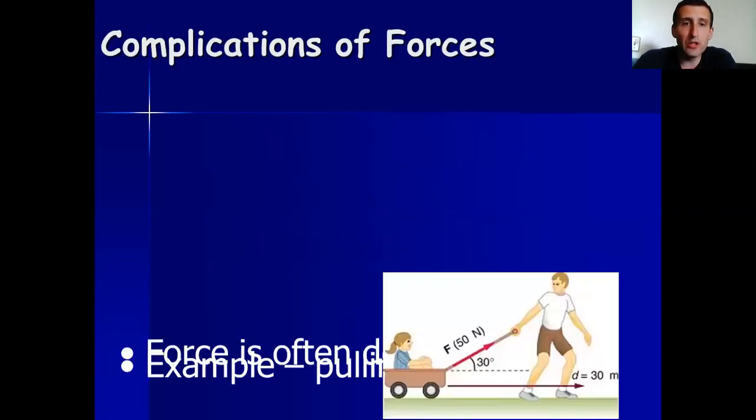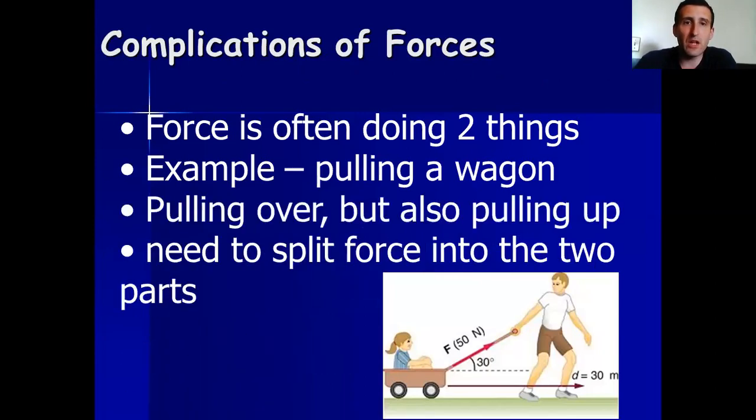So as we learned last chapter when we talked about two-dimensional motion, forces obviously can be applied in two dimensions as well. Here we have a man pulling a wagon in two different directions, pulling over but also pulling up, and so this force would need to be split into the part that's going to affect the horizontal movement and the part that's going to affect the vertical movement. So be aware of that. We're going to need to use a little bit of the trig that we learned in chapter 3 to resolve forces and look at them in those two different directions.